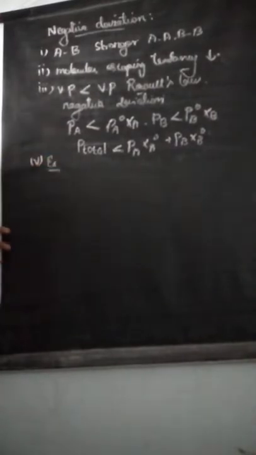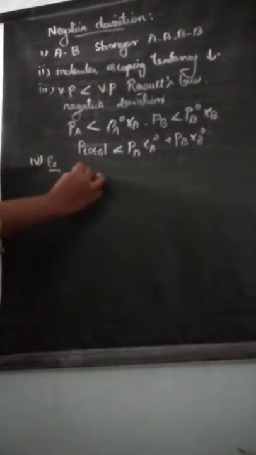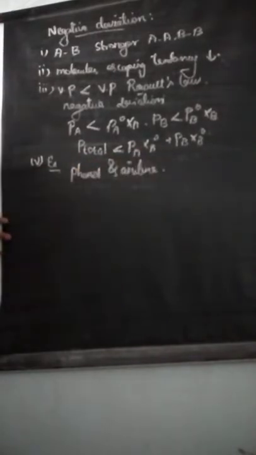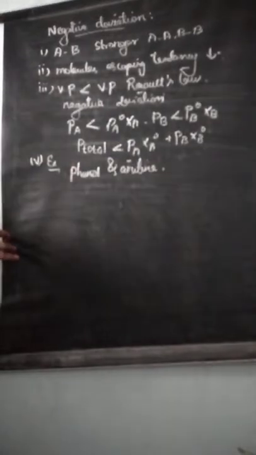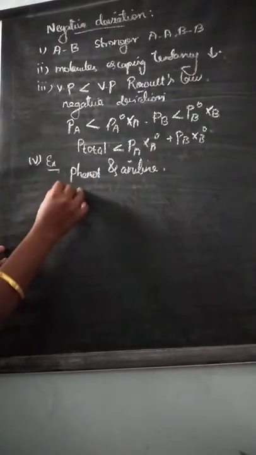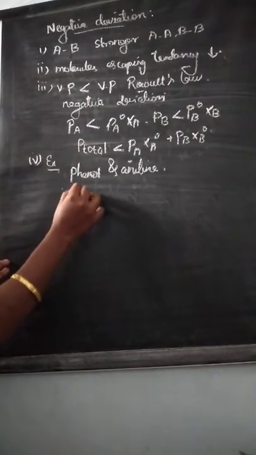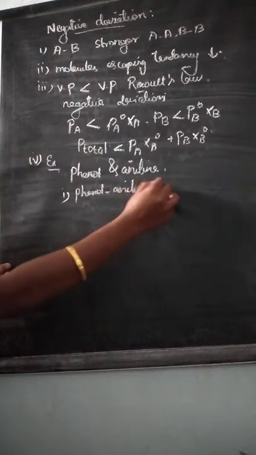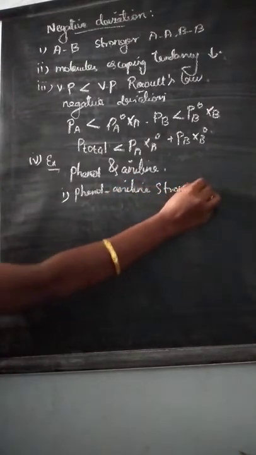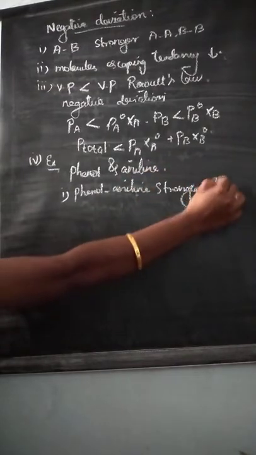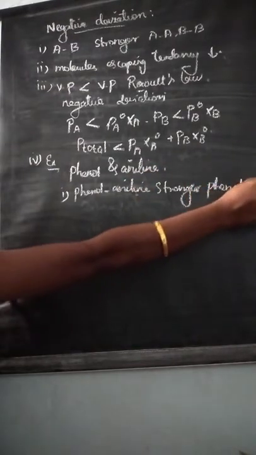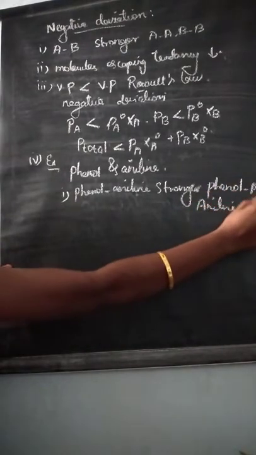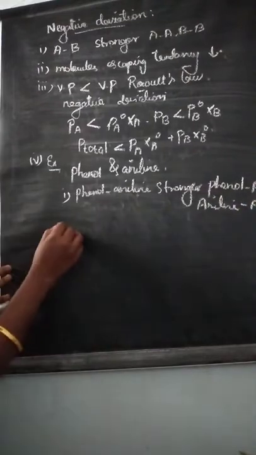The next point, we can explain with an example. Consider the solution of phenol and aniline. Here the same points apply. First point, the intermolecular force of interaction between phenol and aniline is stronger than the intermolecular force of interaction of phenol with phenol and aniline with aniline. Understand?